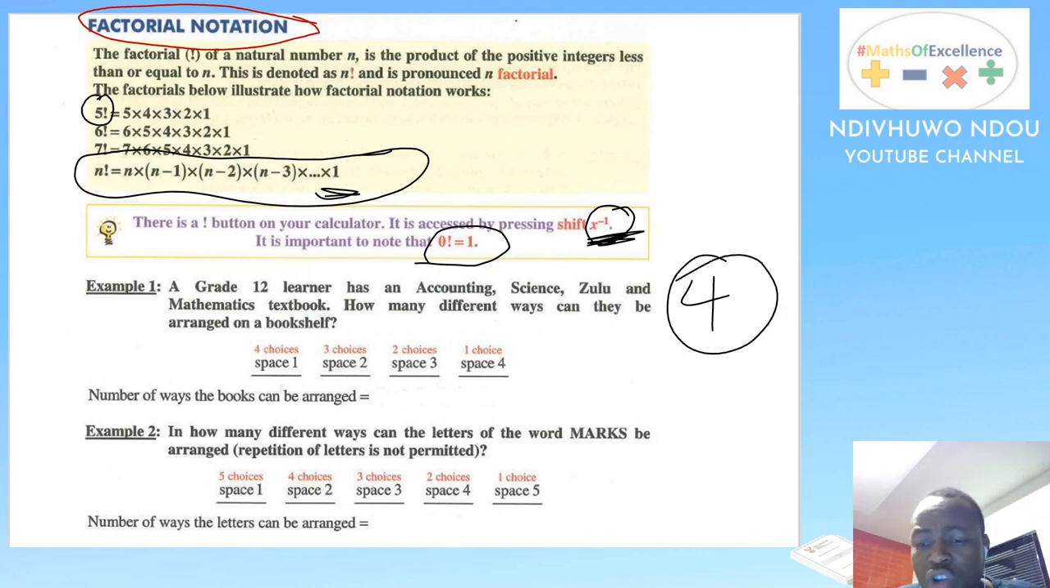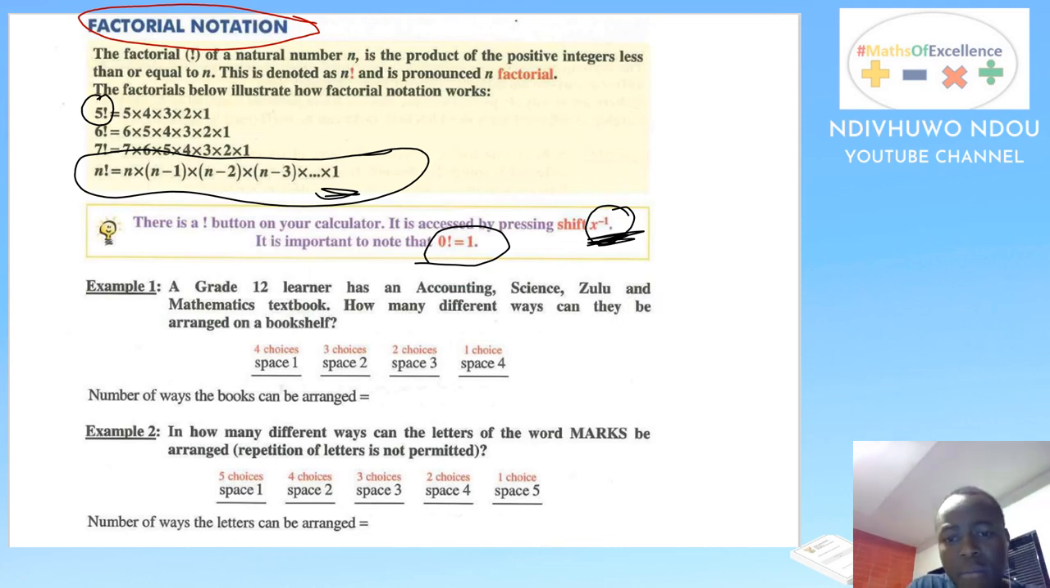So we can actually use the factorial notation in order to determine the number of different arrangements that can be made, right? So it's very simple. If I have 4 items that I want to arrange, how many different ways can I arrange those items? Simply use the factorial notation. Because you have 4 different items that you want to arrange, it means they can be arranged in 4 factorial ways, right?